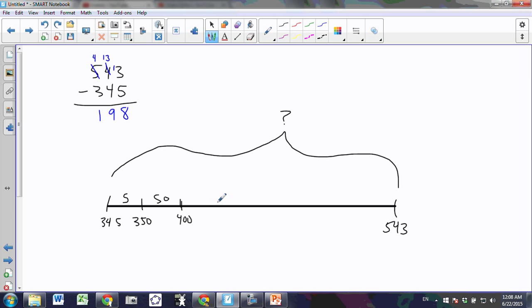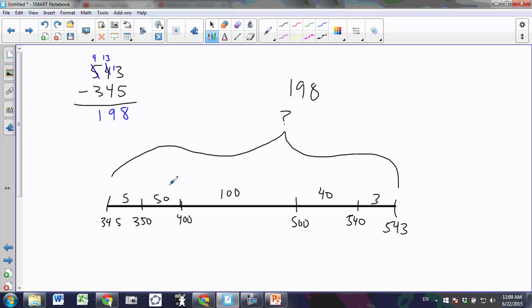And then, well, now I'll back up from 543 to 540, because that's the next 10, and that's 3 right there. And then I'll back up to the next 100, which is 500. And from 500 to 540 is a difference of 40. And then from 400 to 500 is a difference of 100. So what's the total difference? We've got 100 plus 50 and 40 is 90, plus 5 and 3 is 8. It's got a difference of 198 when you add up all those parts of the difference.